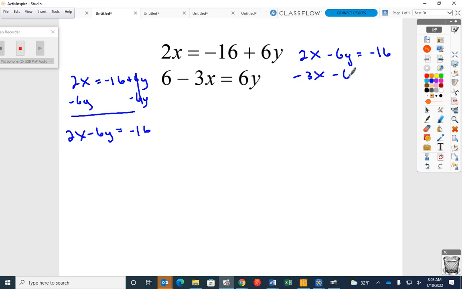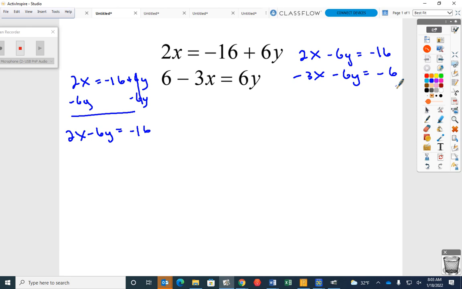Minus 6y. A negative 6y equals, now this 6, what kind of 6 is this? Positive. It's got to go where? On the other side. So what does that mean? It's a negative 6. Okay, good. Now, before we go any further, does everybody understand what we did? Yes. Okay. Now, if I'm going to eliminate this, what has to happen so that I can eliminate this?